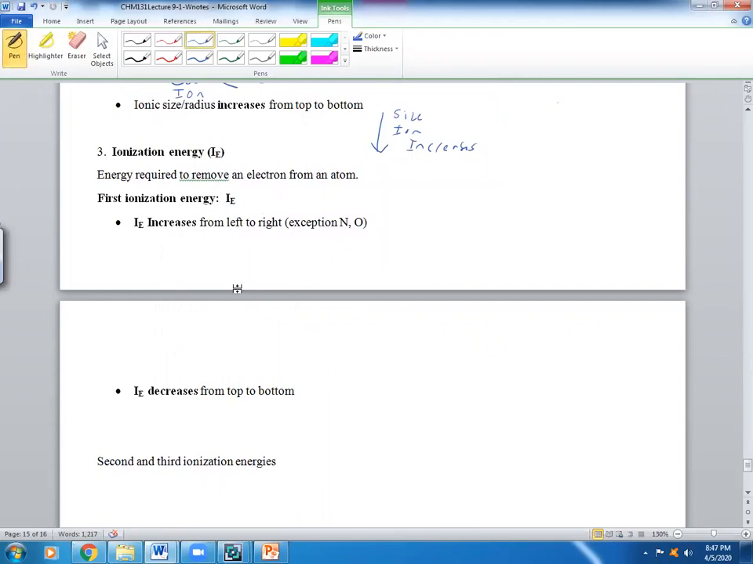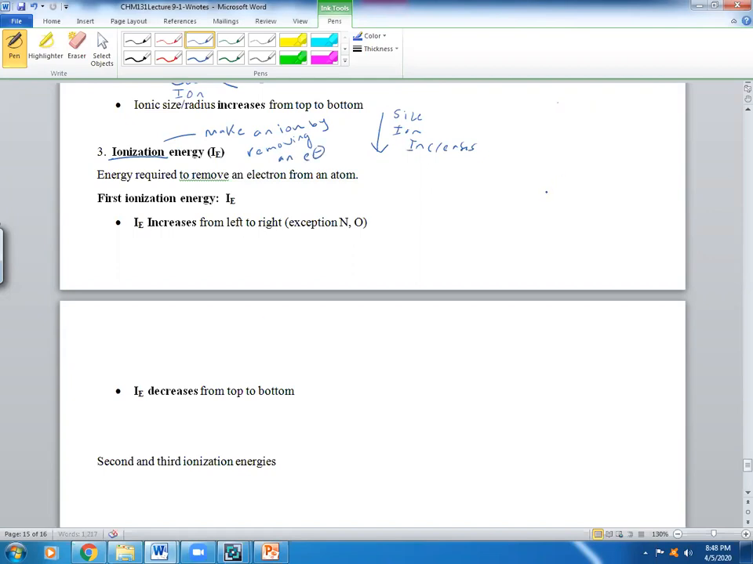Ionization, the word ionization, means to make an ion. And in this case, how do you make an ion? By removing an electron.